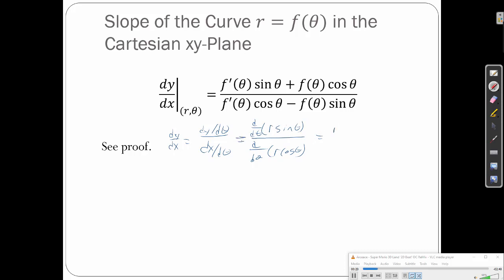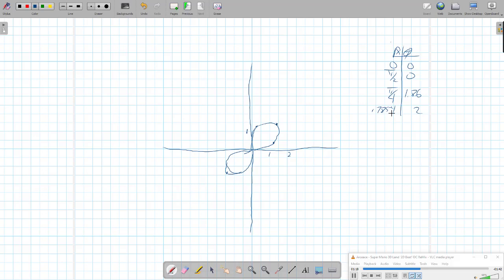That becomes r prime sine theta plus r cosine theta. And then on the bottom, that becomes r prime cosine theta. And then the derivative of cosine is negative sine, so minus r sine theta. And that's where they get this. They're just using f of theta in place of r. But it's that equation. So with that in mind, we could also find the slope of the tangent line at a point just by using that. So I'll go ahead and do that in a quick problem. But we'll leave off after that.